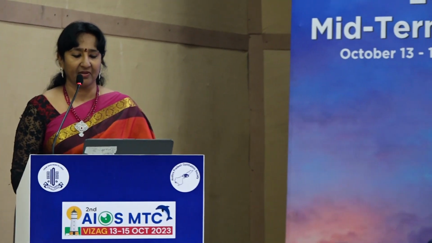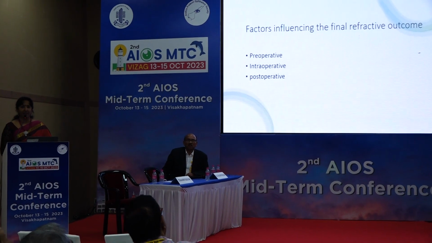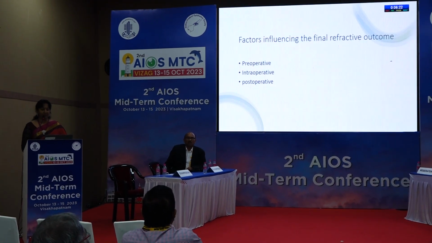So what is a post-operative refractive surprise? It's nothing but failure to achieve the intended post-operative refractive target in a patient. When we study cataract surgery outcomes, in 50 to 70% of patients we can achieve a refraction within 0.5 diopters, and in 70 to 94% within 1 diopter. Factors influencing this refractive outcome can be divided into preoperative, intraoperative, and postoperative.